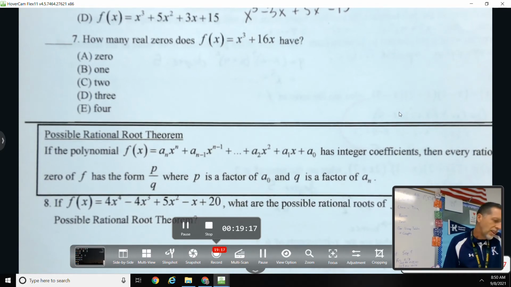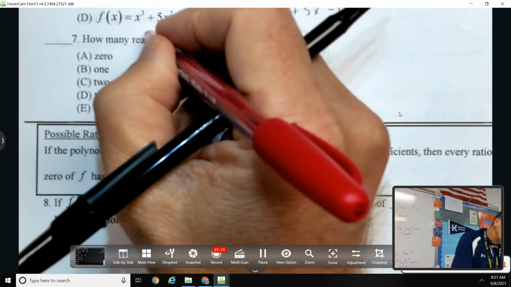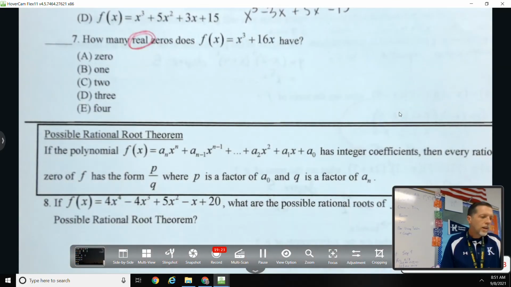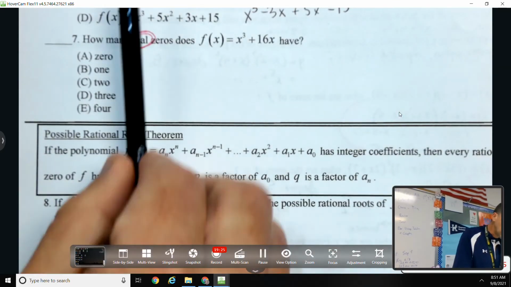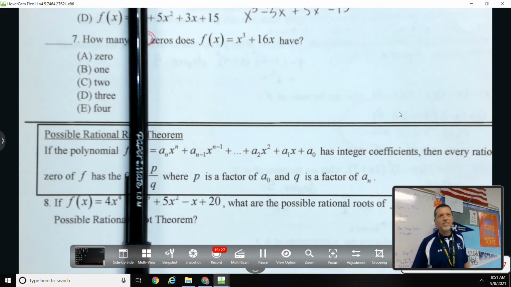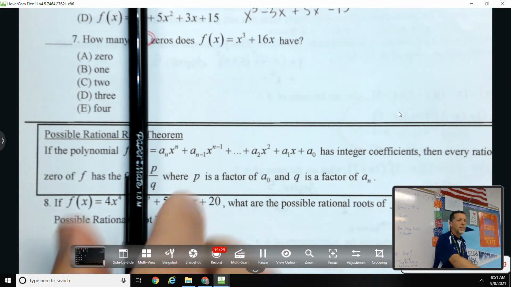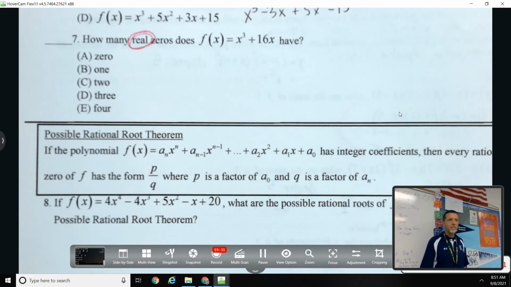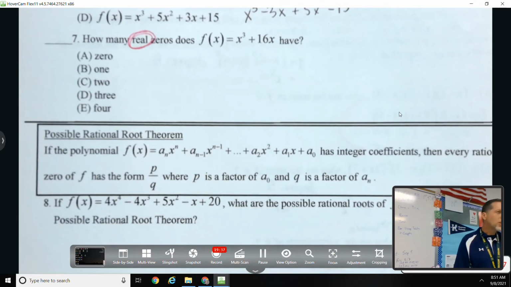Number 7, how many real zeros does that thing have? Oh, careful, this real is doing a lot of work here. So let me cover it up. How many zeros does it have? 3. How many real zeros does it have? Well, we have to solve it. We don't know yet. So there's 3 zeros. How many are real? Let's solve it and find out.